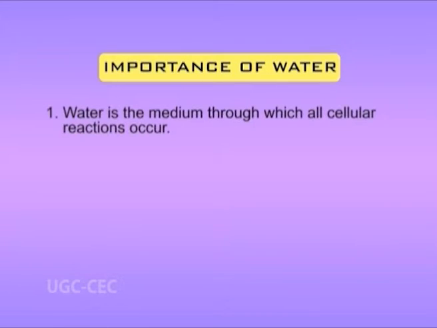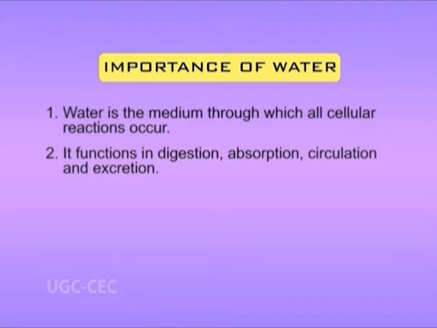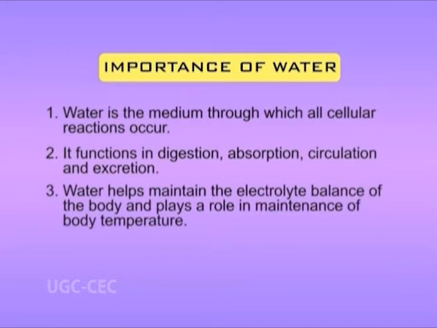A major life-sustaining task of the human body is the constant building and rebuilding of its body tissue. Water, next to oxygen, is the most important constituent of life. A person can live for a few weeks without food, but only a few days without water. Water is the medium through which all cellular reactions occur. It functions in digestion, absorption, circulation, and excretion. Water helps maintain the electrolyte balance of the body and plays a role in the maintenance of body temperature.